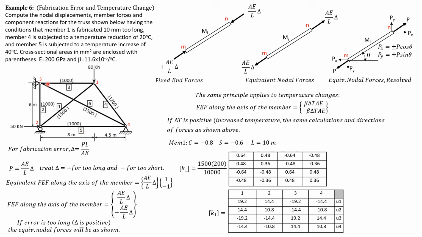Then for member 6, 3 to 4, so 5, 6, 7, 8. The cosine is positive. The sine is negative. So the cosine is 12.5 divided by the length, which is square root of 12.5 squared plus 6 squared. We will compute that later. Then the sine is negative 6 over square root of 12.5 squared plus 6 squared.